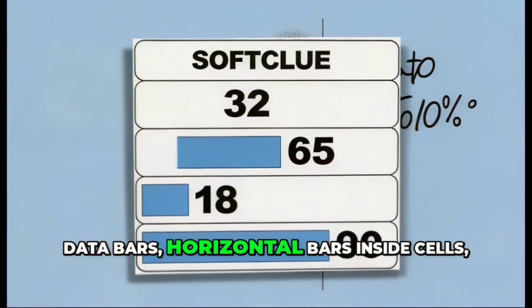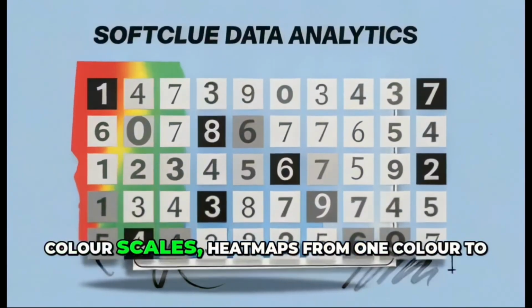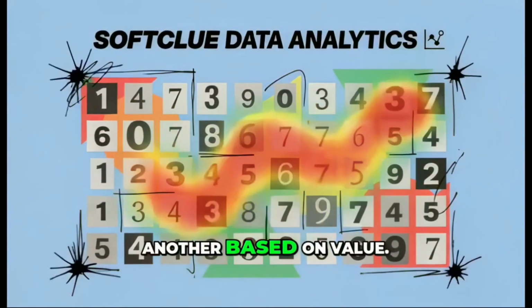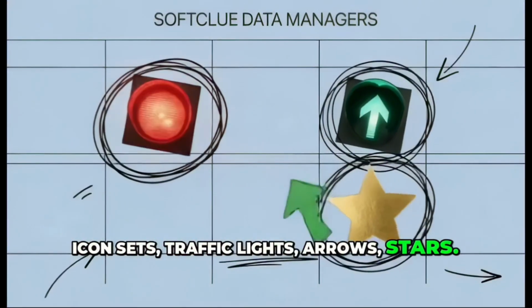Data bars: horizontal bars inside cells, length proportional to value. Color scales: heat maps from one color to another based on value. Icon sets: traffic lights, arrows, stars.